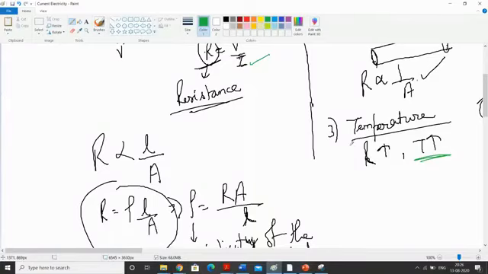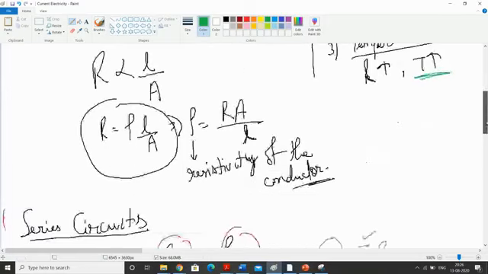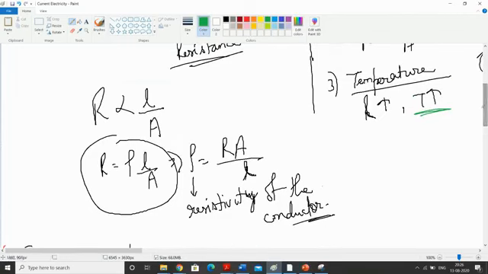But in semiconductors like germanium and silicon, resistance decreases if you increase the temperature. Resistance is rho L over A. Rho is the resistivity of the conductor, because resistance also depends on the material of the wire. Silver is the best conductor. So silver has less resistivity than copper.